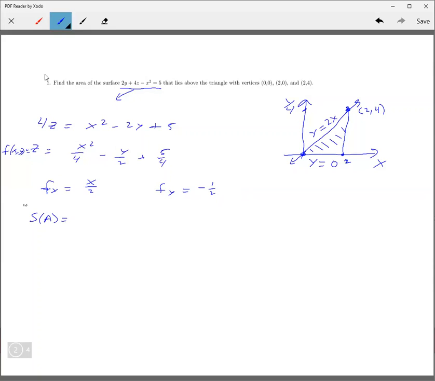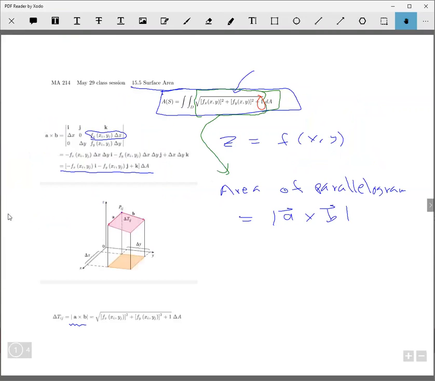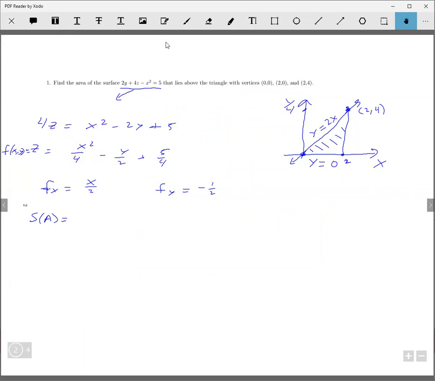So if you have the surface area, wait a minute, is that the notation? I can't believe it. Oh, A of S, oops. Dang, I can't erase that now.